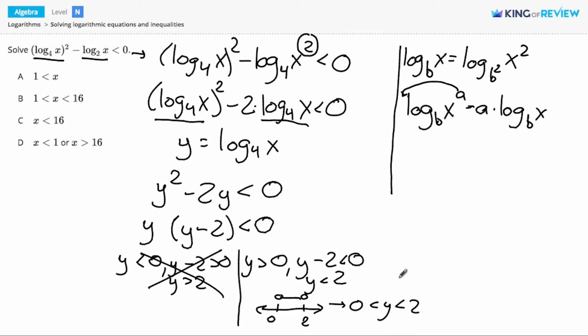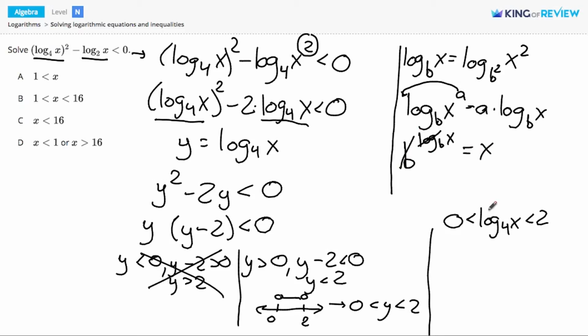But now let's put this back in terms of x. We have 0 is less than y, but y here means the log base 4 of x, which is less than 2. Now all we need to do to solve for x is get rid of the log base 4. We can use the fact that logs and exponents are inverses, so our third property we need is that if you raise a number b to the log base b of x, the log and the b, that's the base of an exponent, cancel out and we're just left with x.